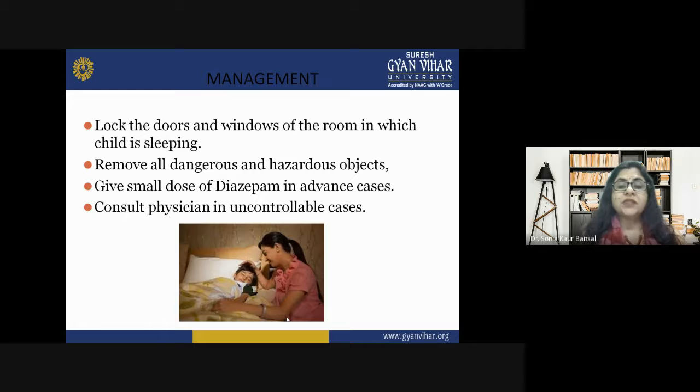How can we manage it? So let's understand. Lock the door and windows of the room in which the child is sleeping. Yes, it's important, as you don't want your child to hurt from any object. Remove all dangerous and hazardous objects nearby him. Give small dose of diazepam in advanced cases. So consult a physician in uncontrollable cases also.